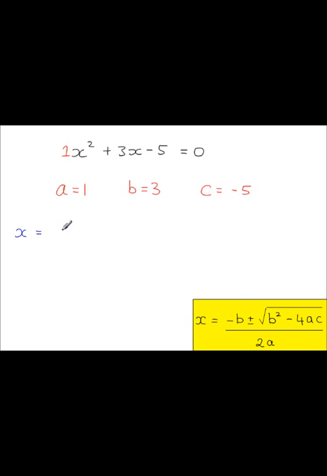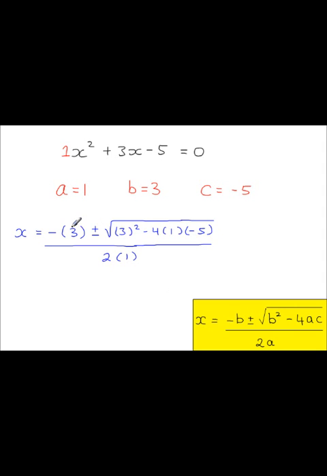So x is equal to minus b plus or minus the square root of b squared minus 4 times a times c, divided by 2a. I've used brackets wherever I've used the values a, b and c. It's good practice to do this so you don't make errors with signs.